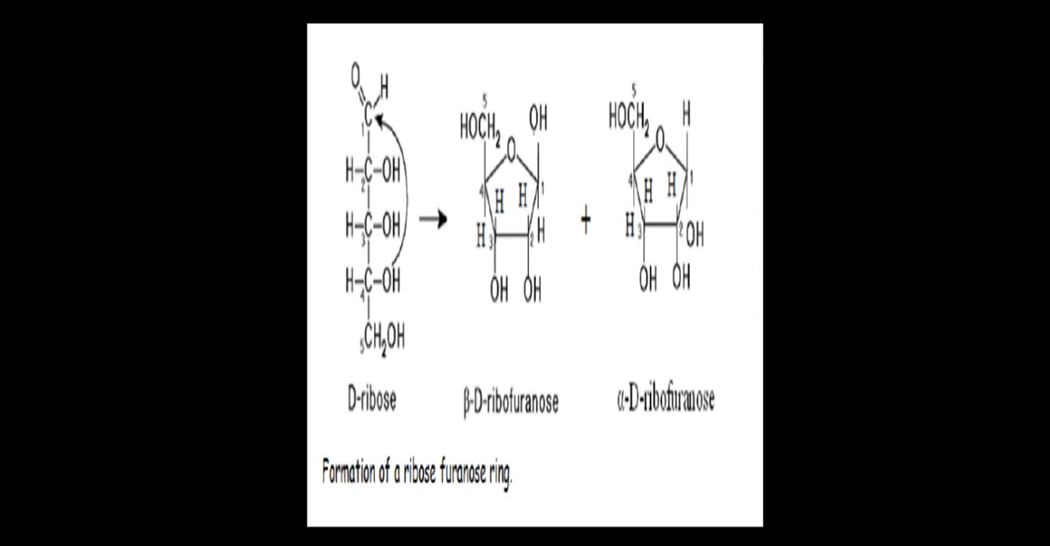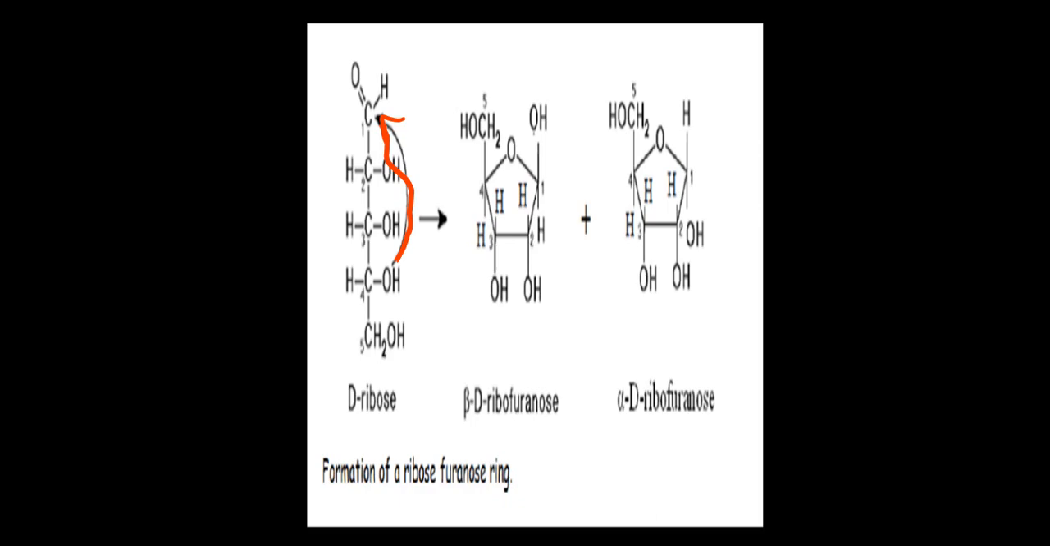Let's just take, for example, a pentose, a ribose sugar. It has 5 carbons. So now the hydroxide on carbon number 4 goes to react with the carbon that has a double bond on carbon number 1. That's how this ring forms.